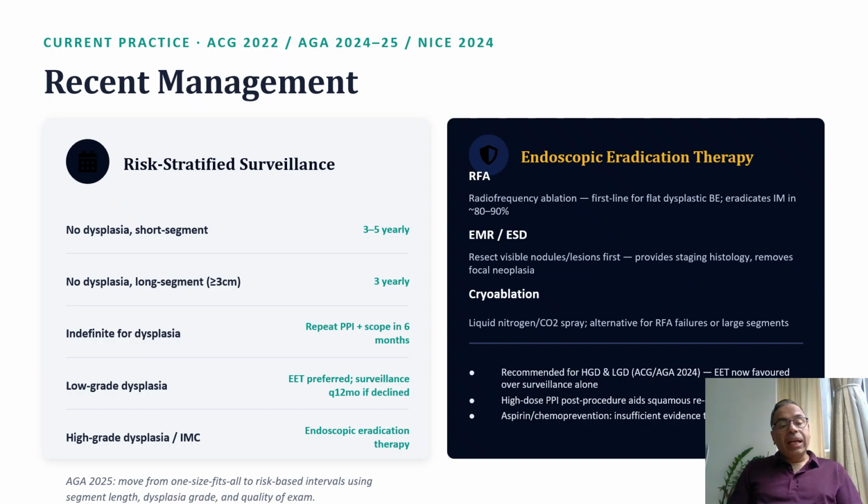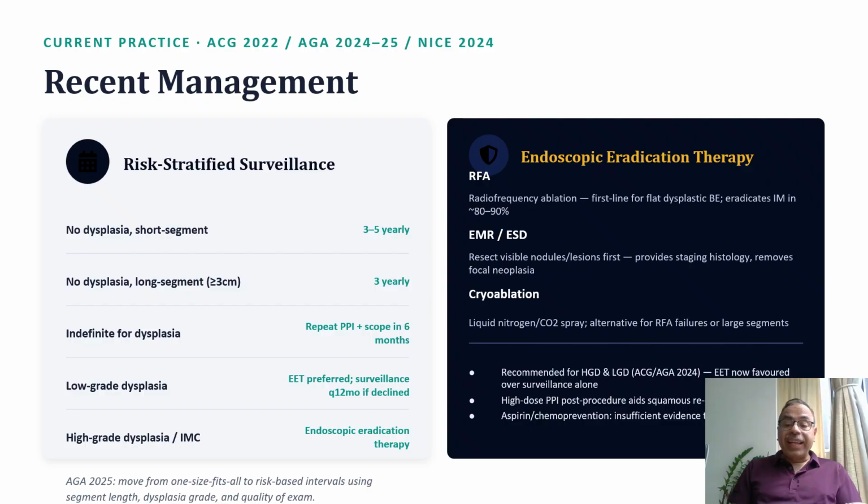On the other hand, if we have no dysplasia but it is a long segment, where long segment is defined as equal to or more than 3 centimeters, then you have to do a 3 yearly surveillance protocol including endoscopy for such patients. If we have indefinite dysplasia, that means you cannot define whether dysplasia is present or not, then you have to do repeat proton pump inhibitor therapy with scope in 6 months.